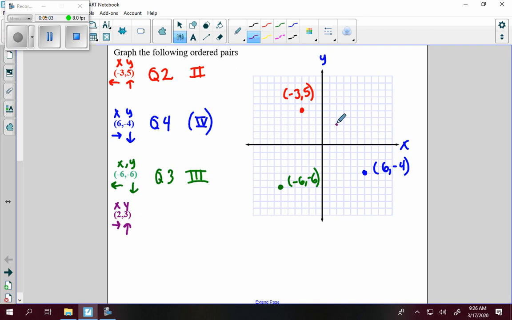Up 3, and there's my point, 2, 3. And then if I were asked what quadrant that's in, it's in the very first quadrant, or 1. Awesome. So that's the basics to graphing.